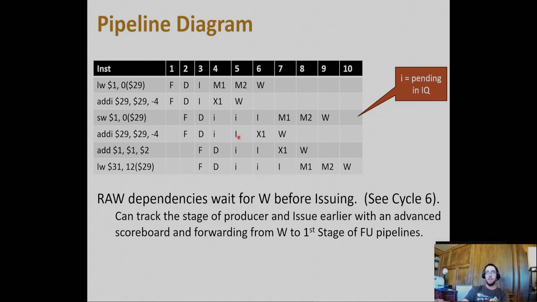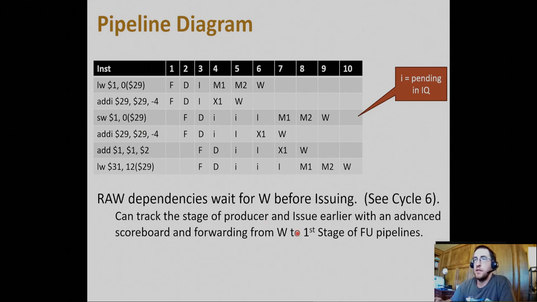So here, this add I issued out of order, so it gets to execute out of order, and so forth. So the RAW dependencies still cause us to wait for write back before issuing, right? This load use hazard is what serializes this load to this store, but now we can violate program order in order to execute instructions that don't have the same RAW dependencies.